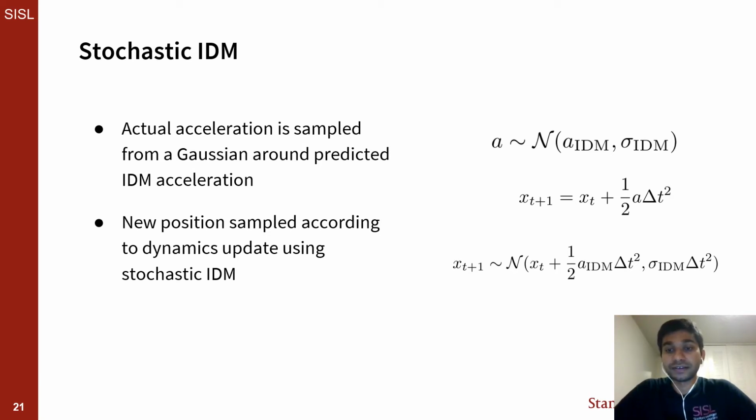So we use the IDM acceleration output, A_IDM, and we add one more parameter, which is the standard deviation of the Gaussian around this A_IDM, and we call it sigma_IDM. The actual acceleration is then sampled from this Gaussian. The position is updated according to x_{t+1} = x_t plus half a delta t squared, where delta t is the time step, and that results in the true position being distributed according to the Gaussian centered at the calculated position with a standard deviation of sigma_IDM times delta t squared.